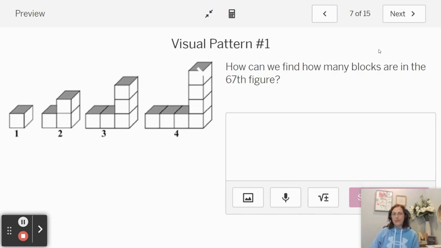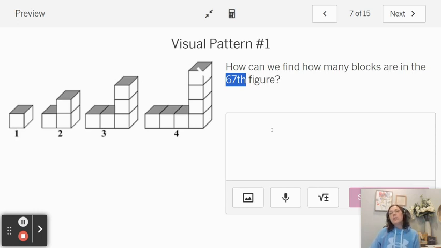Okay, so let's see. I've got one building block, then I've got 3 blocks, then I've got 5 blocks, then I've got 7 blocks. What if I wanted to get to the 67th figure? Oh my goodness, that would be a lot of adding 2 each time, right?